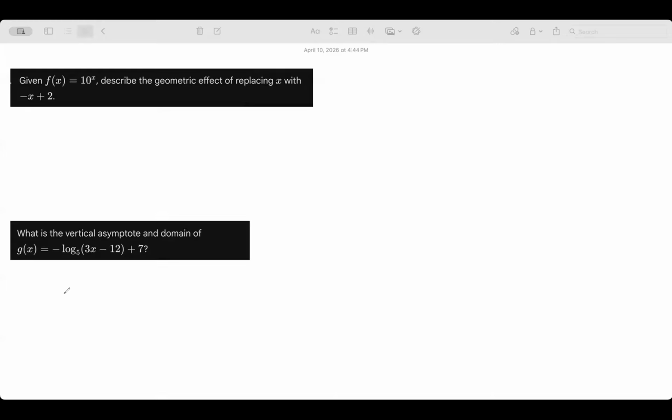Okay, this is correct. So this is basically 10 power of minus x plus 2. We don't have it like this. We have to write it down as minus of x minus 2. So that tells you reflection on the y-axis and shift right by 2.